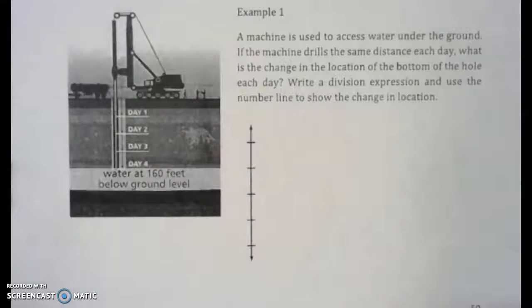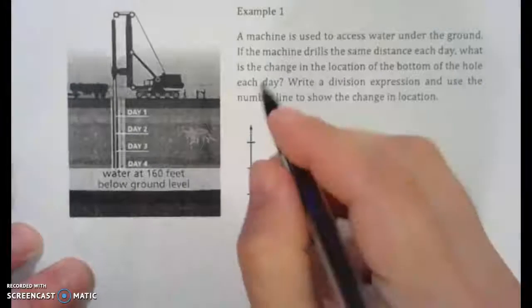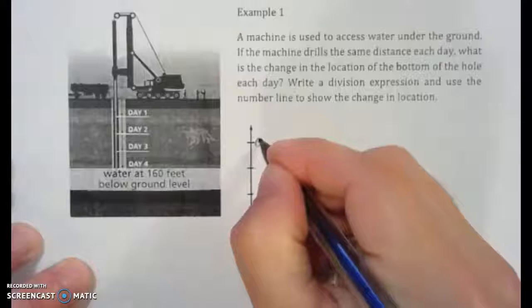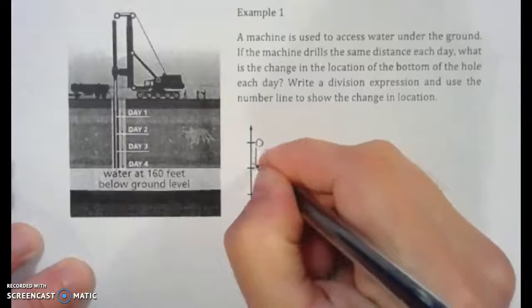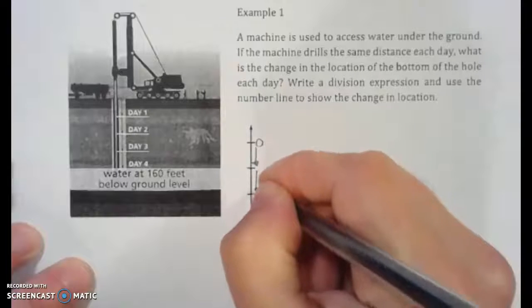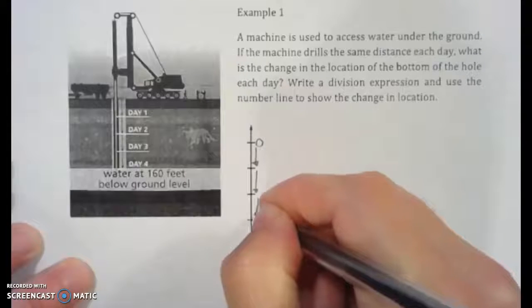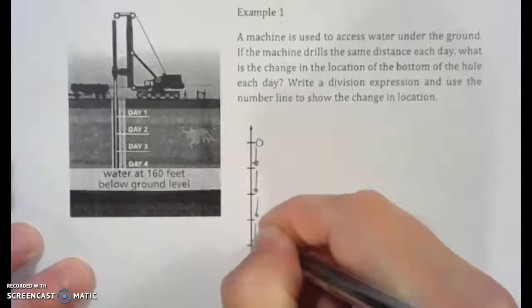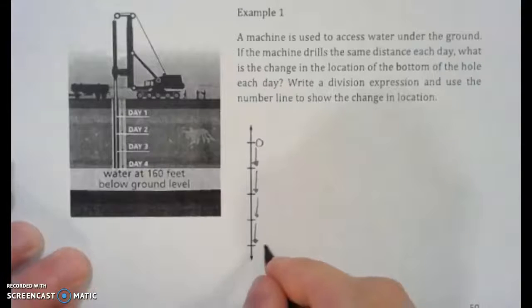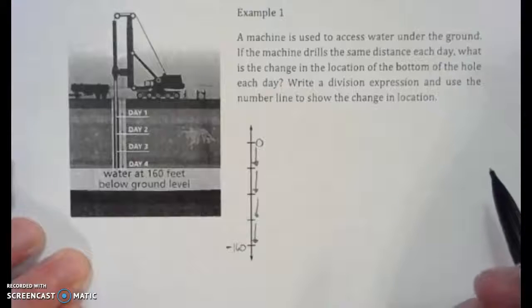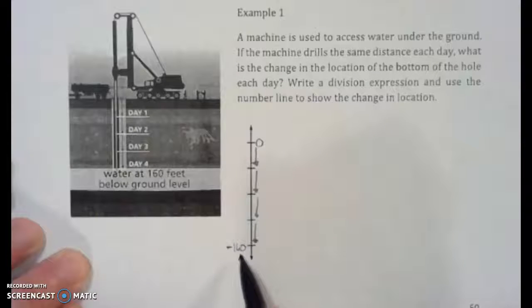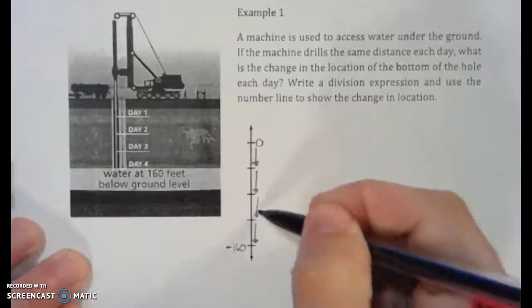Okay, so if we think about this on our number line, this top line is going to be the ground, which is going to be the integer 0. All right, and I'm drilling down the same each time. I'm going down, that's for day 1, for day 2, for day 3, and for day 4. And at day 4, this is when I get to the water, and we're told it's 160 feet below ground, so this has to be the number negative 160. Okay, so I've got to figure out what I'm doing here. I've made it 160 feet below ground, and I dug the same amount every day.